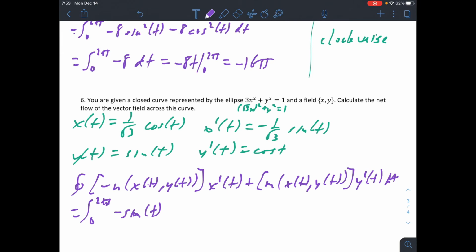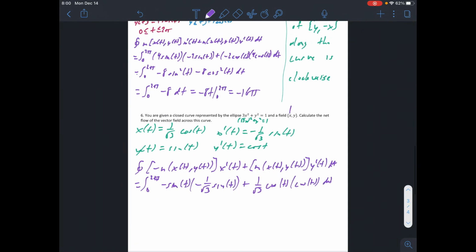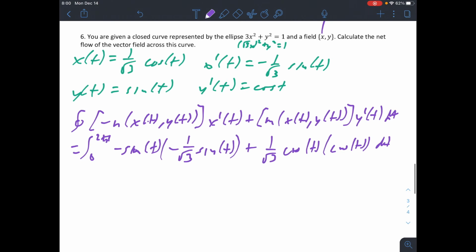Times x prime. We already got x prime is negative 1 over root 3 sine of t, plus m. M is just x, so that would be 1 over root 3 cosine of t, times y prime, which we got is cosine of t. All right, this is going to simplify very similar to the last one here.